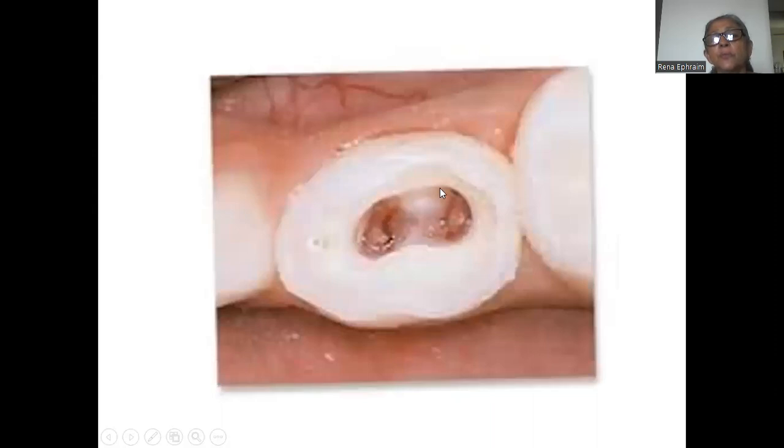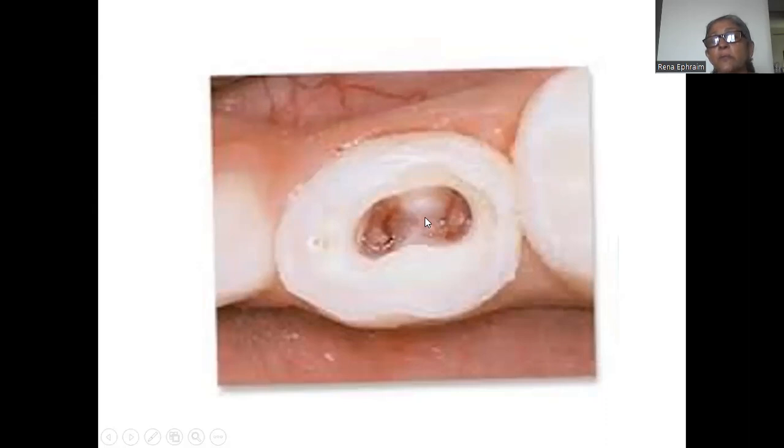Now this is how the tooth would look after the pulp has been excavated. The root canal pulp is visible in these areas. This is the furcation area where you can see there is no pulp. It is very clean, no debris is present, and the bleeding has been stopped. It's all under sterile conditions.